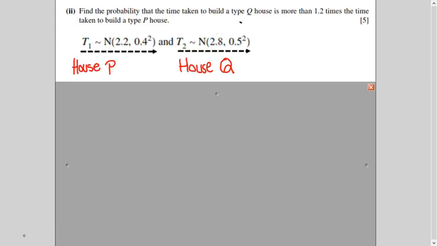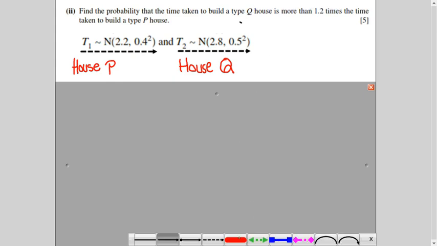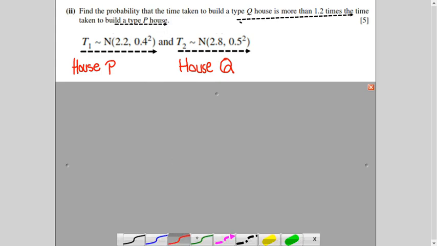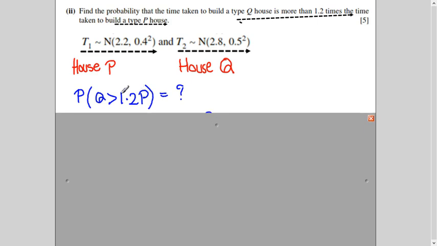Okay, let's see the second part of the question. Now it is saying, find the probability that the time taken to build a house Q is more than 1.2 times the time taken to build house P. So this is important because it will help us to form a relationship here. So what statement will it help us to make? This information is from the question again. This is the meaning of it.